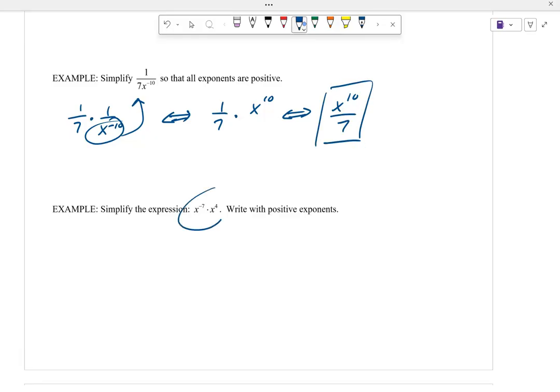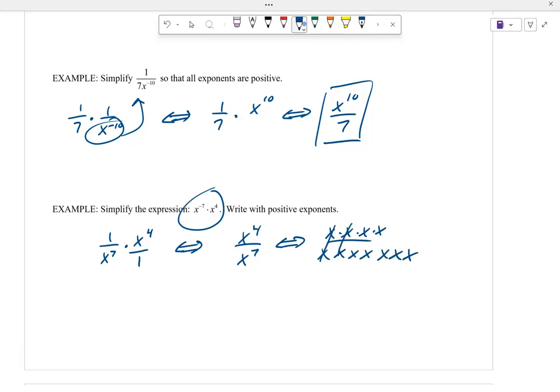Next one we got x to the negative 7 times x to the negative 4. Well, x to the negative 7 I'm going to write as 1 over x to the 7 times x to the 4th over 1. Now I multiply numerators. 1 times x to the 4th is 1x to the 4th. x to the 7 times 1, 1x to the 7. I would go ahead and cancel your x's here. You got 4 x's on the top, you got 7 on the bottom, so you're just left with 3 on the bottom.